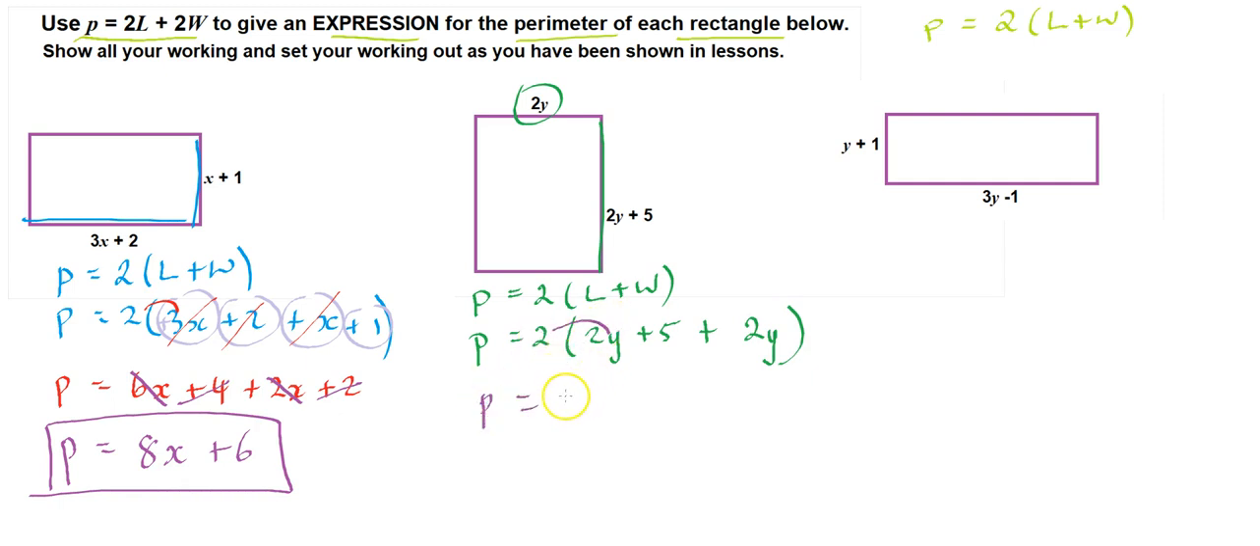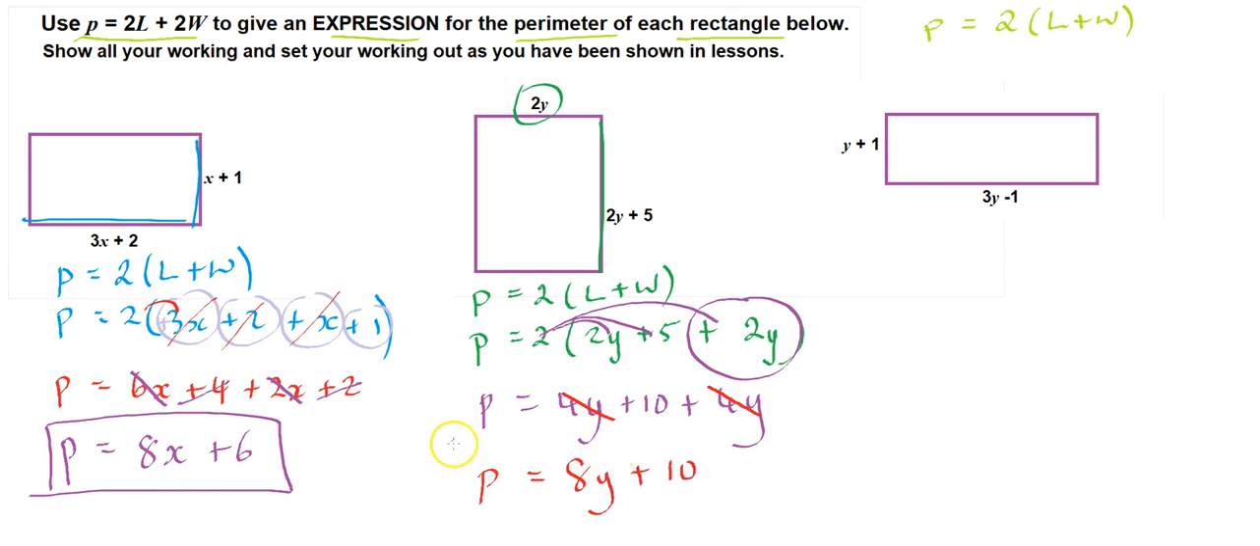2 times 2y is 4y. 2 times plus 5 is plus 10. And 2 times plus 2y is plus 4y. So the last line, we're just simplifying what we have there. So 4y plus 4y equals 8y plus 10.